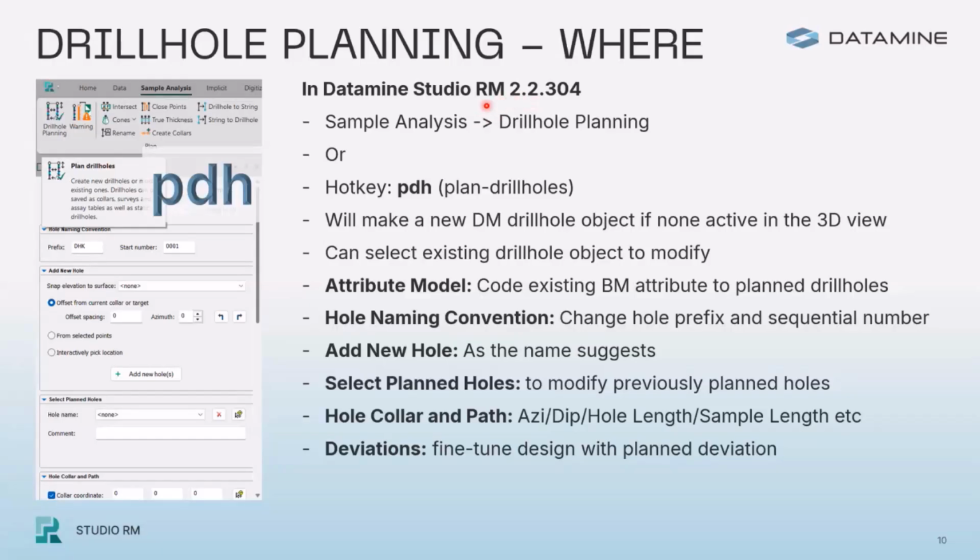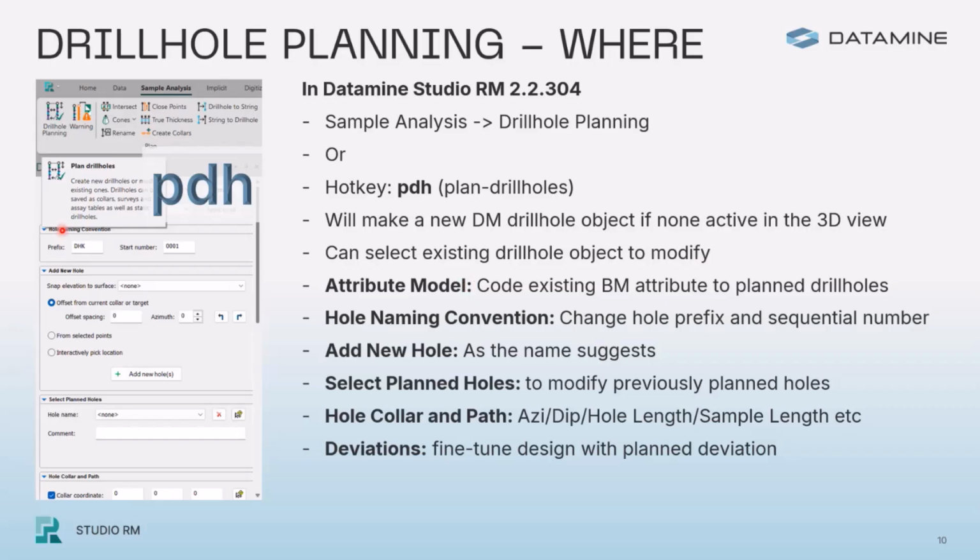But the navigation hasn't really changed since it was first introduced with Studio RM 1. You get it through sample analysis and go to drill hole planning, or the hotkey is PDH. First of the many hotkeys we'll use today. It will make a new Datamine drill hole object if there is not one already active in your 3D viewer, or you can select an existing drill hole to modify if you so wish.